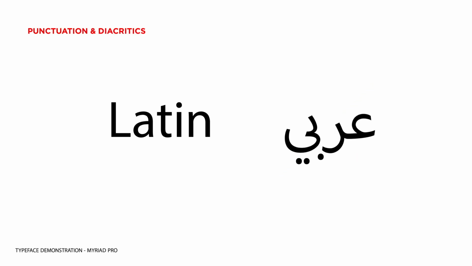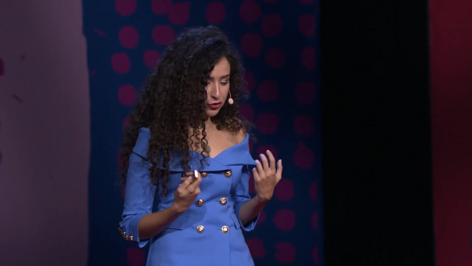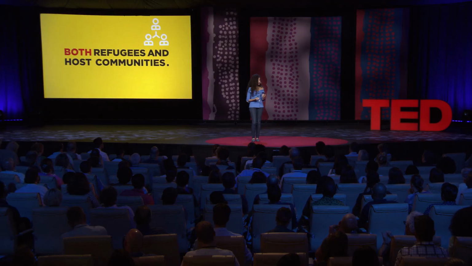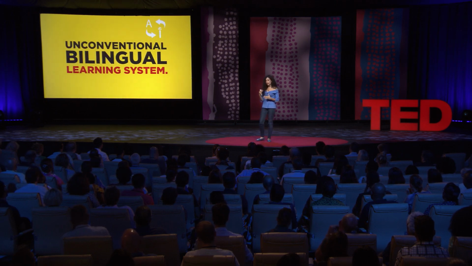It also uses an entirely different system of punctuation and diacritics. But most importantly, Arabic has no capital letters. Instead, it has 4 different letter forms: initial, medial, isolated, and final. I want to introduce the Arabic language to young learners, foreign speakers, but most importantly, help refugees integrate to their host societies through creating a bilingual learning system, a two-way flow of communication, and I called it Let's Play.